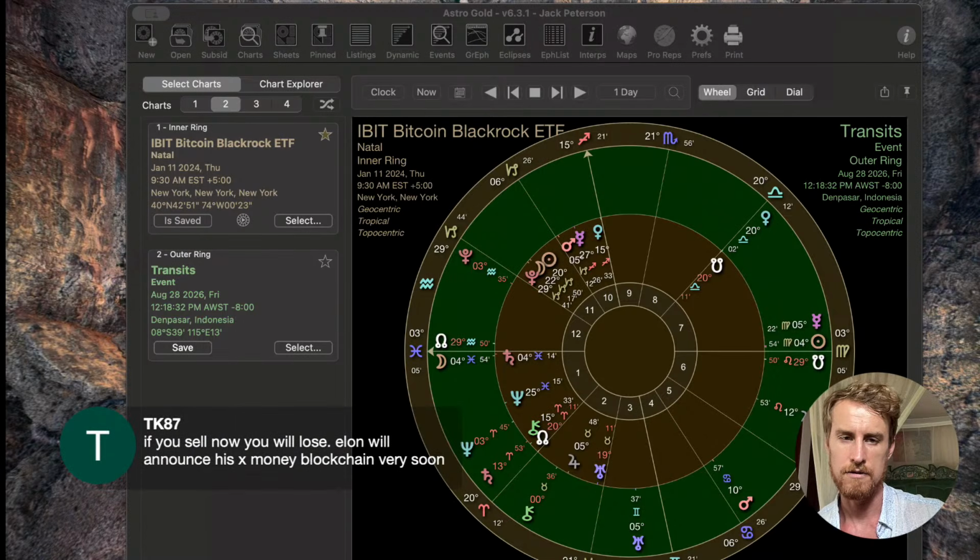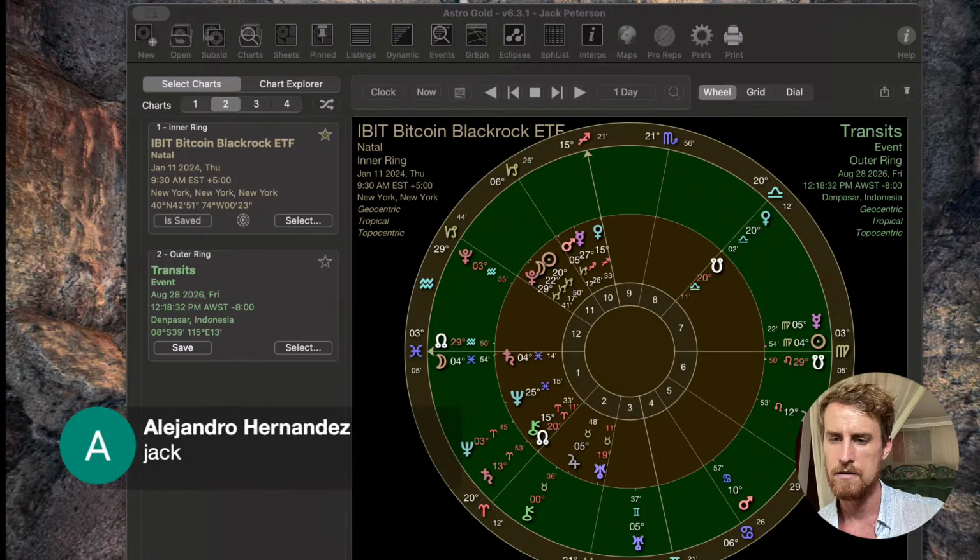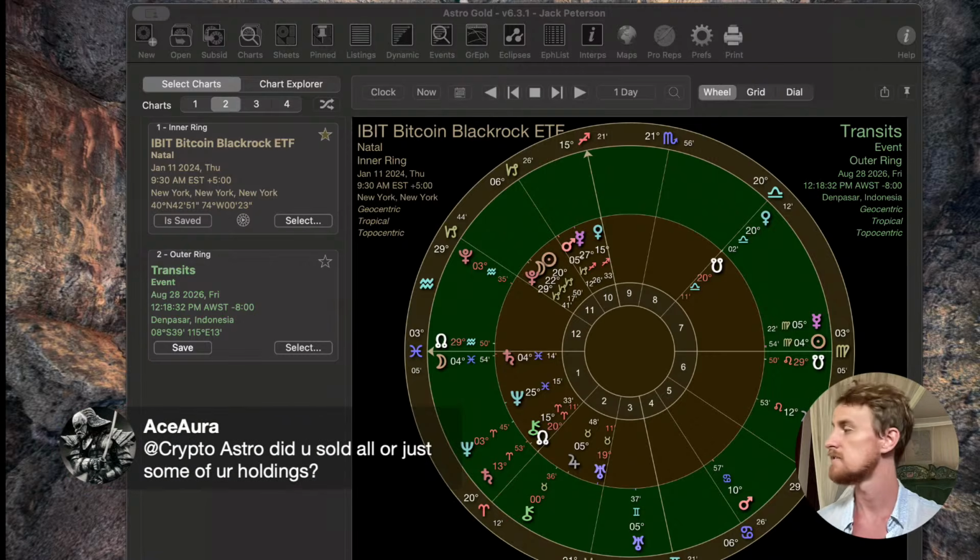If you sell now, you will lose. Elon will announce his money. Thanks, Jack. Did you sell all or just some of your holdings? I sold 50% today. It was painful. It's always painful to sell towards the bull market peak. That's how it's designed to be. I could be wrong, and if we go up in the bull market, I'll let you guys know what I do. I'll probably buy back in.